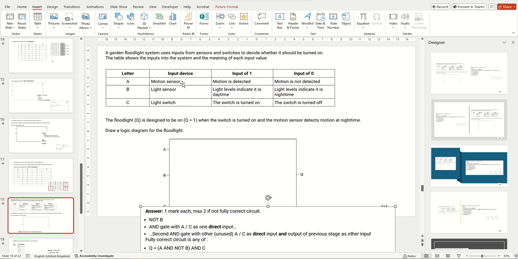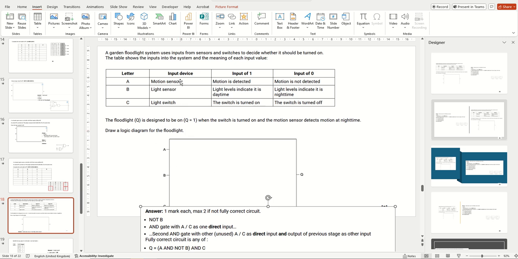So we've got A, which is the motion sensor, B is a light sensor, and C is a light switch. The input of 1 for A is that motion is detected, and with B you get a 1 if light levels indicate it's daytime, and C is 1 if the switch is turned on. The floodlight is designed to be on when the switch is turned on and the motion sensor detects motion at night time. Right, so draw a logic diagram for the floodlight.